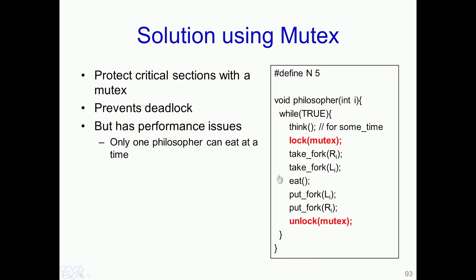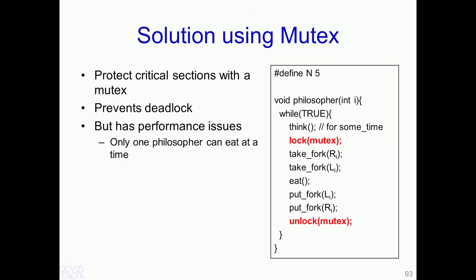So, this solution essentially ensures that starvation will not occur. It prevents deadlocks. However, the problem here is that because we are using a mutex, at most one philosopher can enter into this critical section. In other words, at most one philosopher could eat at any particular instant. So, while this solution works, it is not the most efficient solution. We would want something which does much better than this.